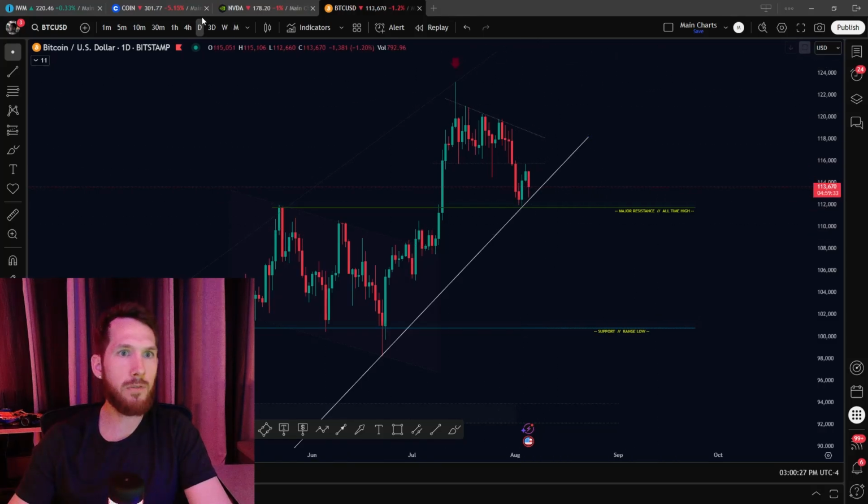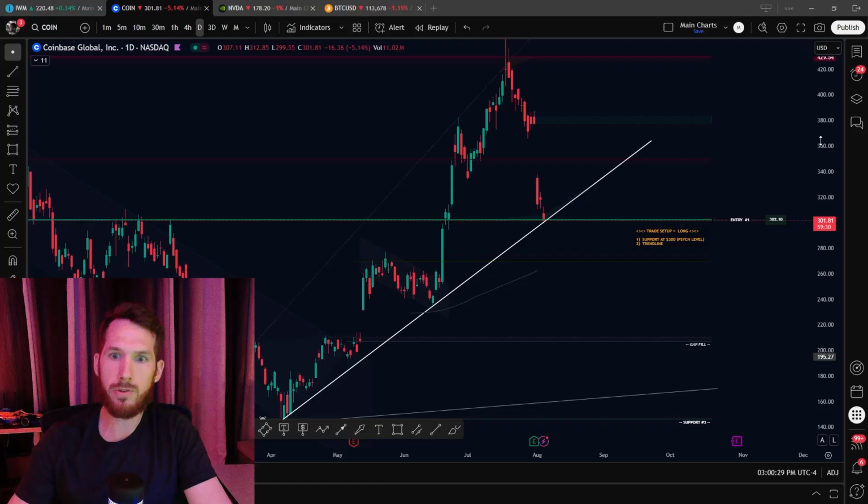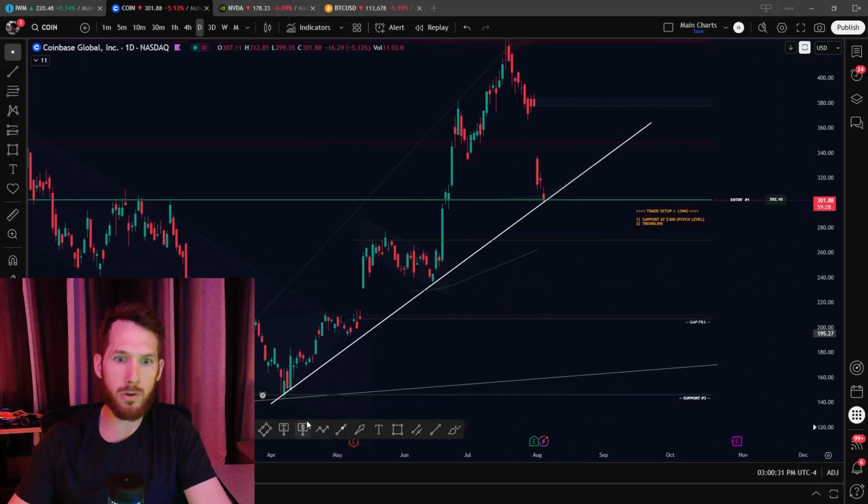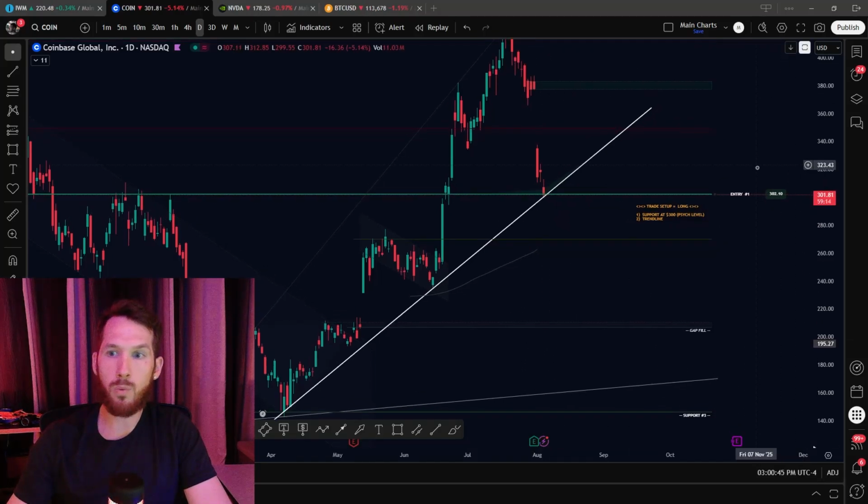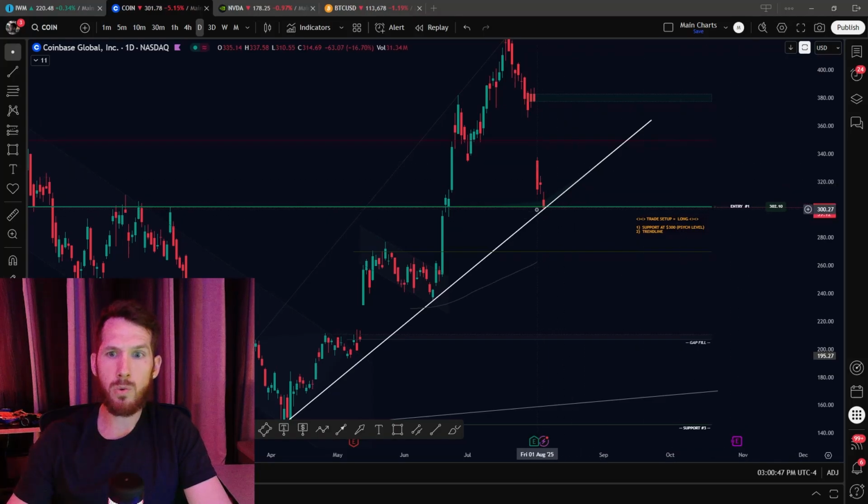But if we go back to the Coinbase chart, you can see that we have something very similar. We have this support trend line and we have a horizontal support level here. And sure enough, price is currently testing this level. Very interesting. So this is actually going to be a really strong support level. I would expect a bounce, so we'll see what happens tomorrow.